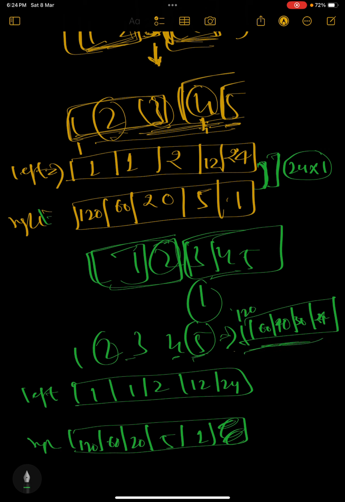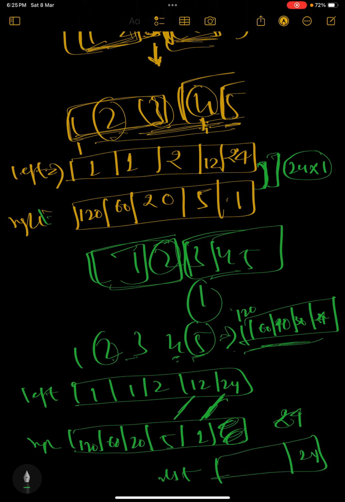So as you can see, if I am at 4 I need the product of all left. So what should be the product? 4 3 12, 12 into 2 24. So as you can see, if you multiply these two elements, the last two elements, it is giving you 24. So let's take a result array and store 24 there.